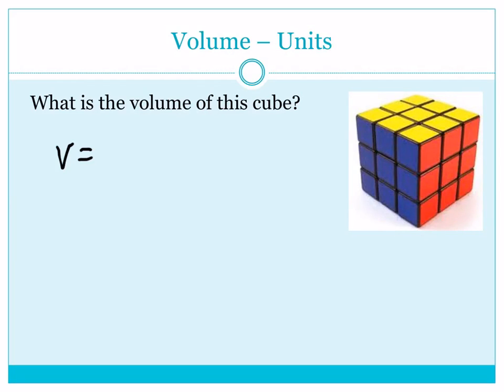What is it? 27. How'd you get 27, Jacqueline? Because if you take it by the 3 slices, and there's 9 in each one. So 9 times 3.